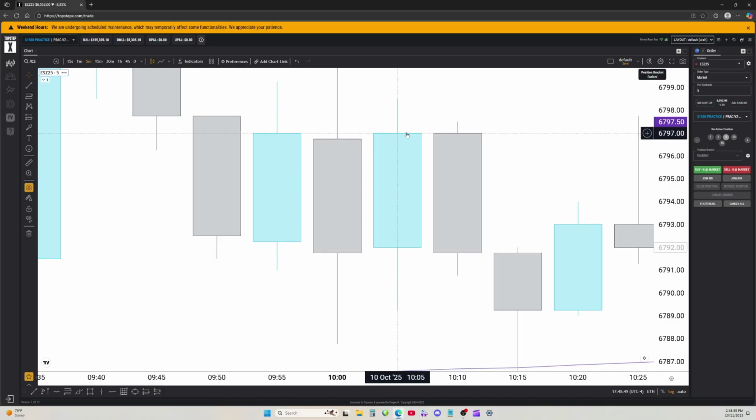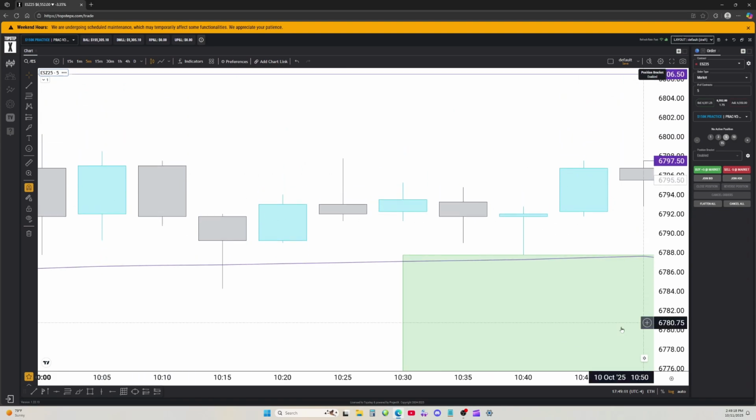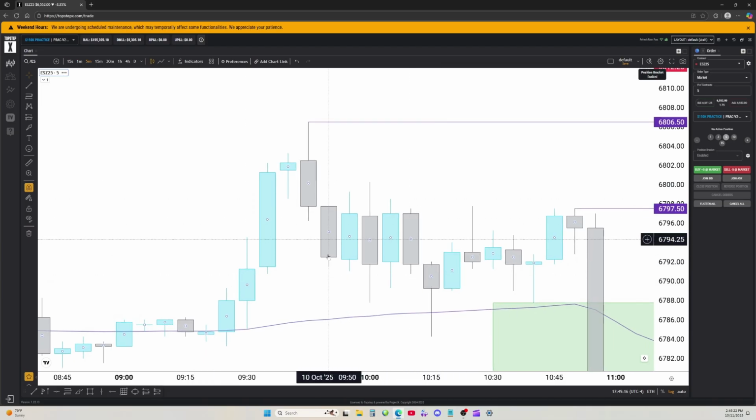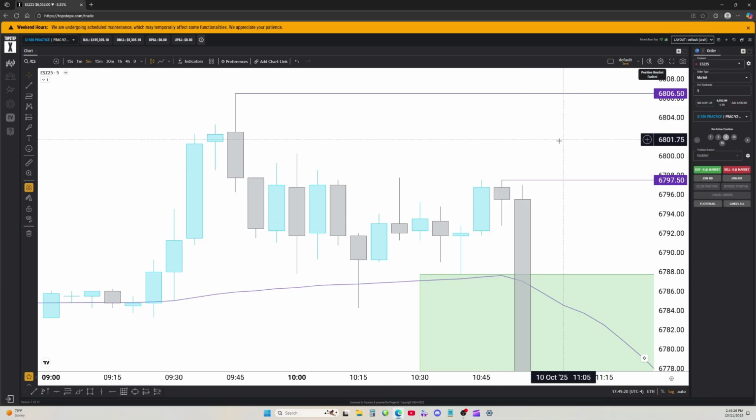Open here, closed here, open here, closed here, and so on, and you get the picture. Okay, that's simple. Now you know what the structure of the candle is. Easy, right?